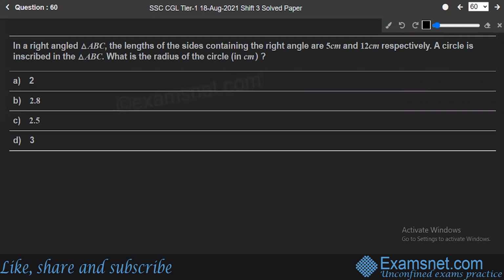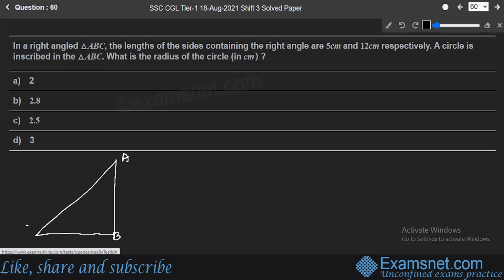Question number 16. A right angle triangle ABC, the lengths of the sides containing the right angle are 5 and 12 centimeters respectively. A circle is inscribed in the triangle ABC. First of all, let's draw the triangle. Here is the triangle A, B and C, and this is the right angle, and there is a circle inscribed in this right angle triangle. This is 12, this is 5 according to the question, and you have to find out the radius, this R.